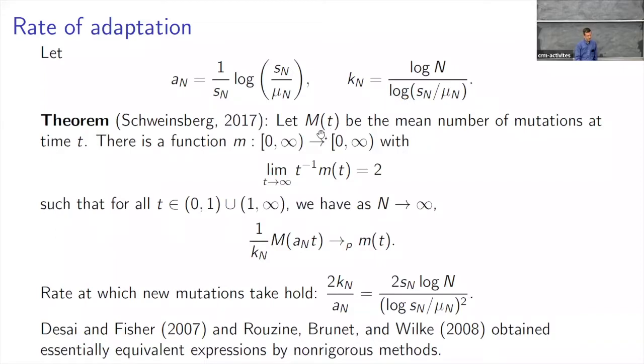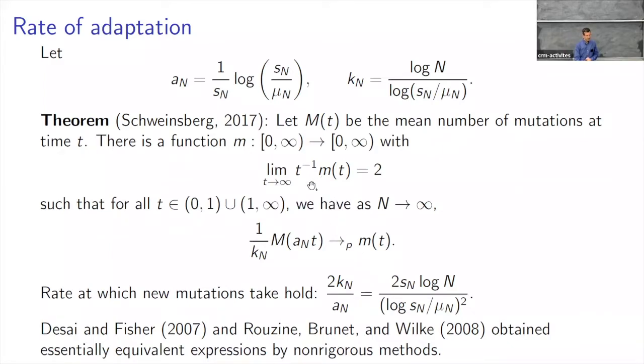And so let's let m of t be the mean number of mutations of the n individuals at time t. So that, of course, is a random quantity. But then there's a deterministic function little m, such that if we fix a time t that's different from 1, then the number of mutations at time a sub n times t, scaled by k sub n, converges in probability to this deterministic quantity little m of t.